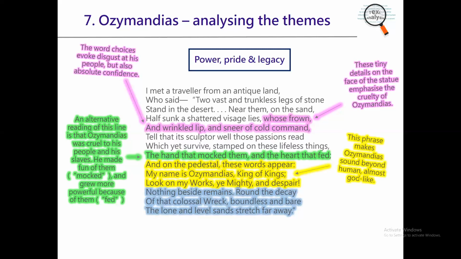And on his pedestal, which is basically like a platform, these words appear. My name is Ozymandias, King of Kings. Look on my works, ye mighty, and despair. The phrase King of Kings is very interesting here because it makes him sound like he believes he is greater than any king alive, so he's above all rulers, and therefore it makes him sound like he believed that he was godlike, he was beyond human.